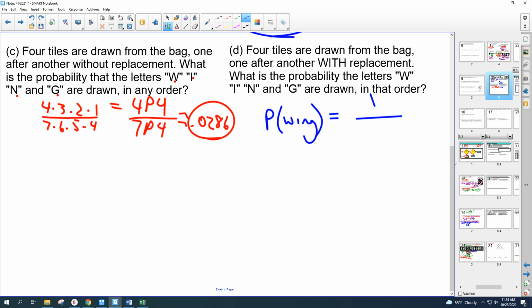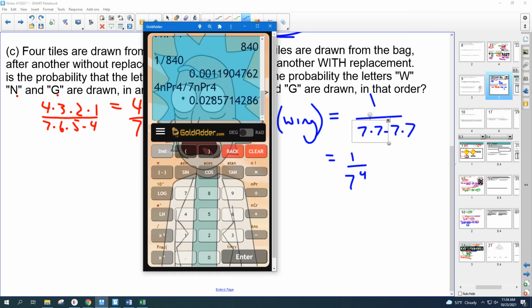Because you're pulling out a letter. How many ways to pull that first letter? 7. And you put it back. How many ways to pull out that second letter? Also 7. Put it back. Third, 7. Put it back. Fourth, 7. This is going to end up being not a permutation, but just 7 times 7 times 7 times 7. You've got 1 over 7 to the 4th power. Zero, zero, zero, 416.